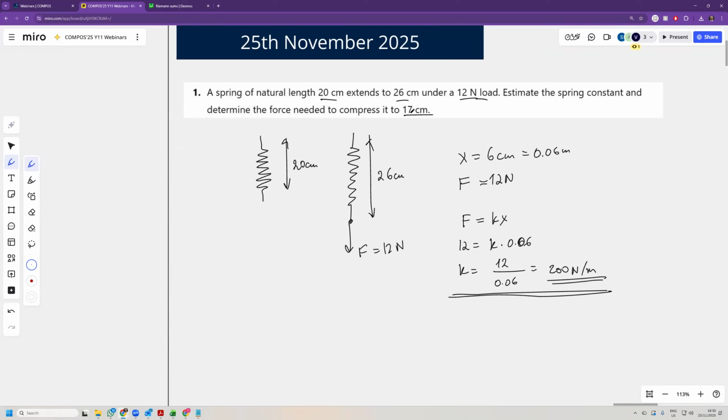Determine the force needed to compress it to 17 centimeters. So this is question A, and this is B. Compressing to 17 centimeters. Extension is going to be the final length, so 17 centimeters minus 20 centimeters, which is minus 3 centimeters, which is minus 0.03 meters.